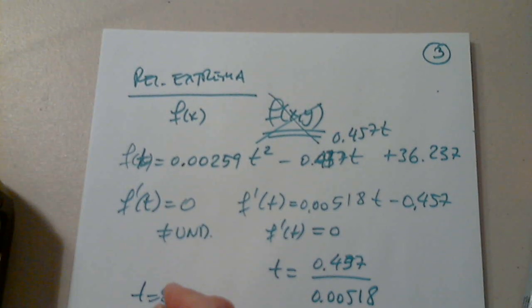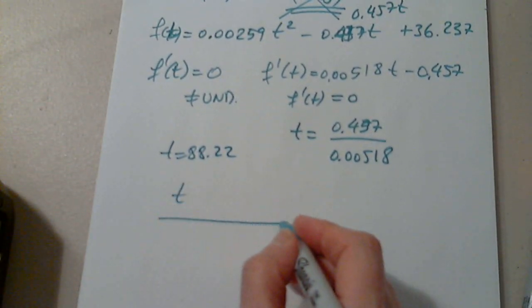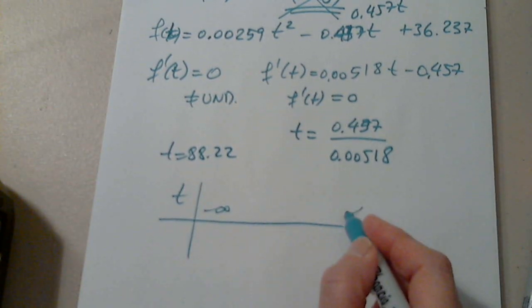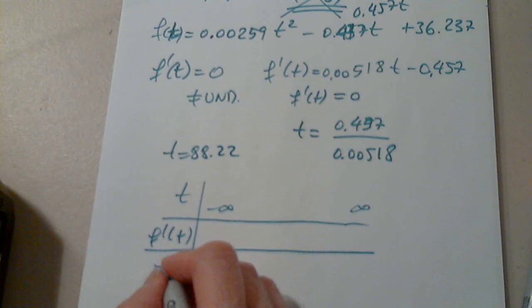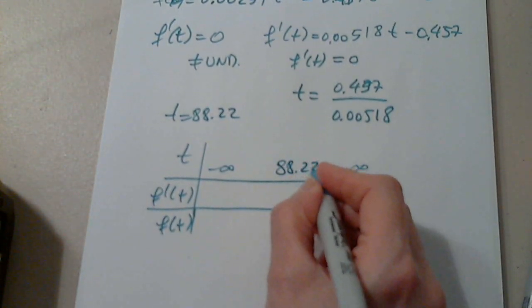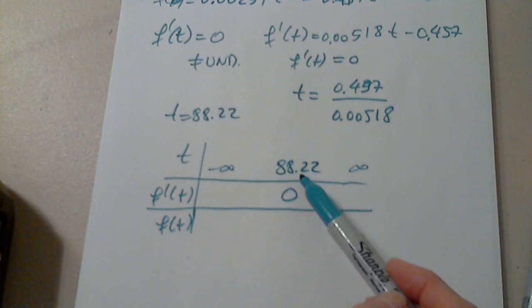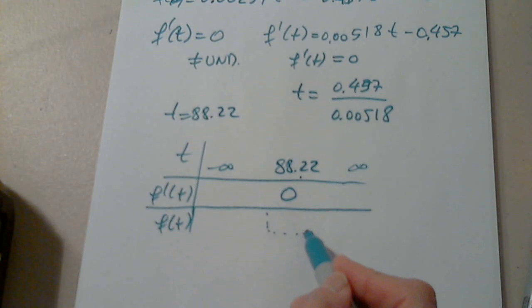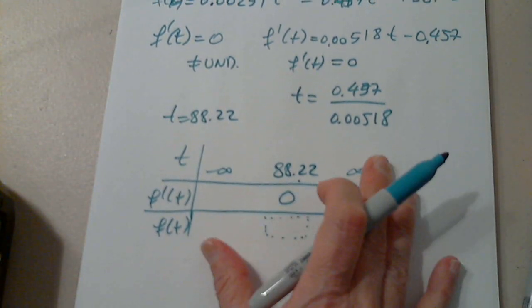So t equals 88.22. At this point, I create the table with f prime of t and f of t. I put 88.22, I put 0 here. I have to plug in the function 88.22 to get this number. We'll do that in a moment. But I have to study the sign left and right.